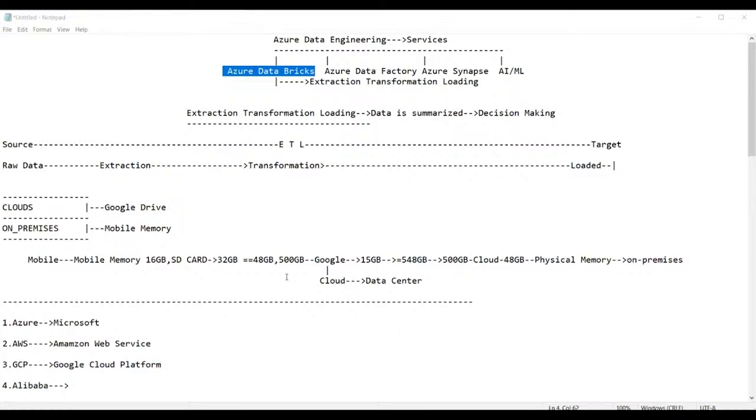Azure Data Factory and Azure Databricks are both used for the same process. But in Azure Databricks you use a character user interface, where we need to use different languages: Python, Scala, R, and SQL. These are the four languages used in Azure Databricks. Whereas Azure Data Factory is totally menu driven. Both perform the same job, but one is menu driven and the other is code based.